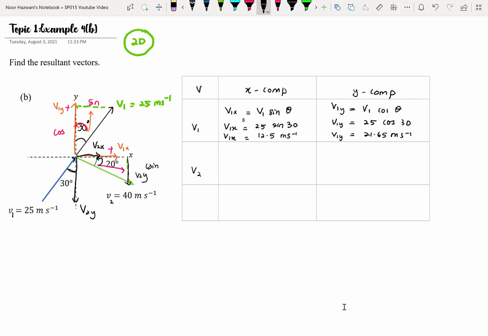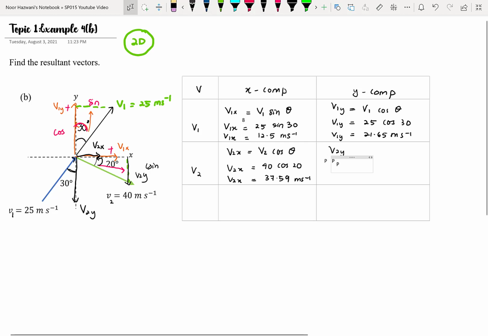Okay, so we will write V2X equals V2 cos theta. And then V2, what is its value? 40 cos 20. So V2X, you will get 37.59 meter per second. And then for V2Y, the step is still the same.